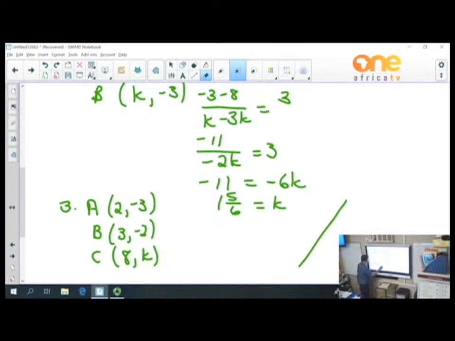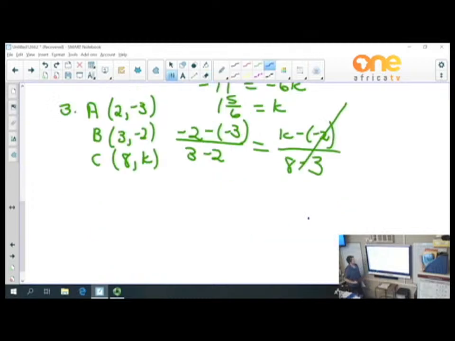So what I think here is if we say negative 2 minus 3 over 3 minus 2 is equal to, so this line's gradient AB is equal to BC. And BC is then K minus 2 over 8 minus 3. Okay, so look at the signs. One should be very careful here. So this is 1 over 1, isn't it? Negative 2 minus 3 is 1 over 1. And on this side, it will be K plus 2 over 5.